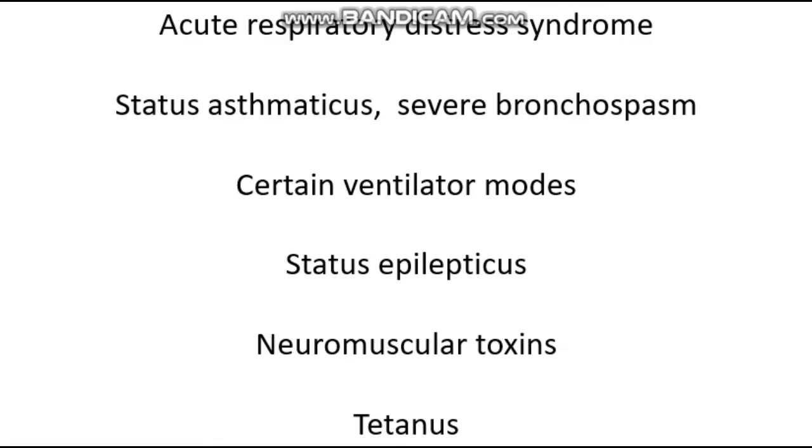6 specific NMBA uses are acute respiratory distress syndrome, status asthmaticus, which is a severe bronchospasm, certain ventilator modes, status epilepticus, neuromuscular toxins, and tetanus.